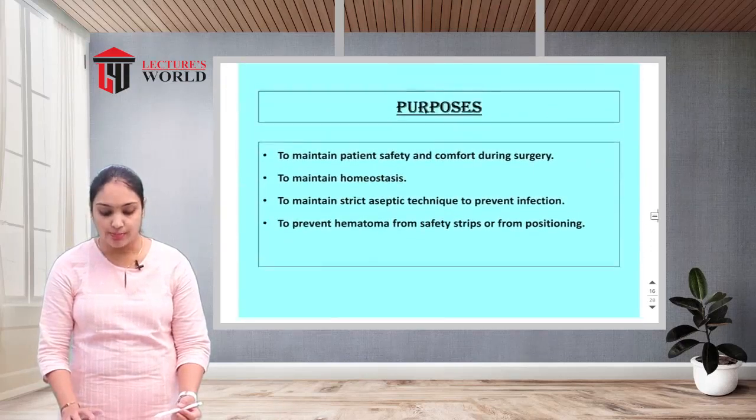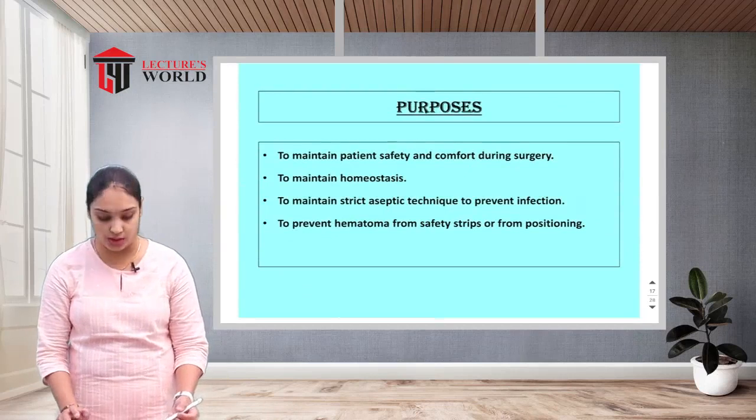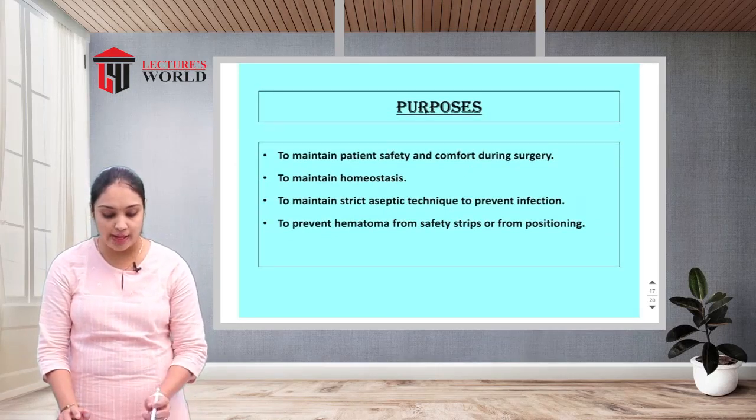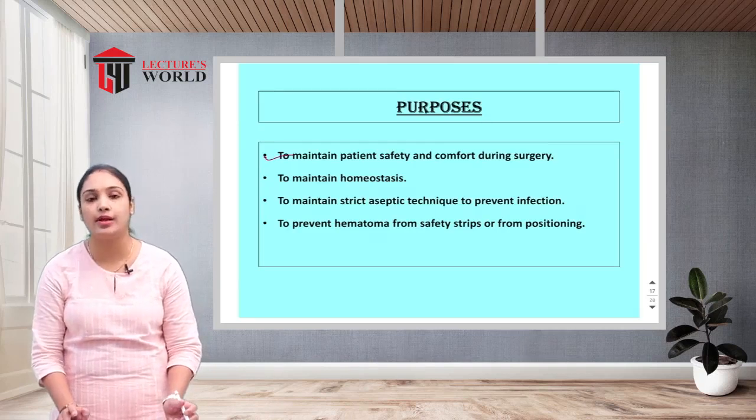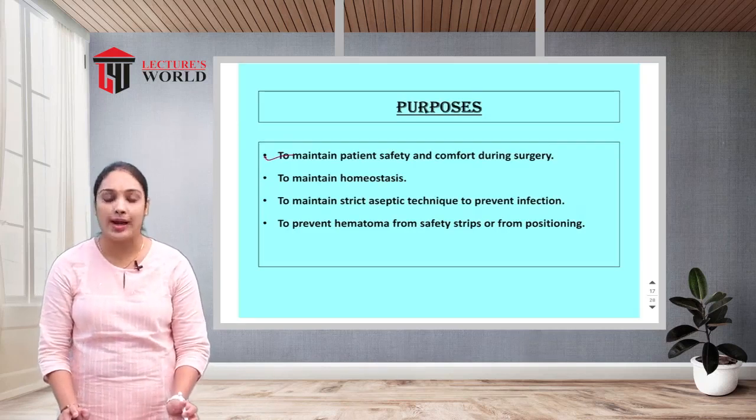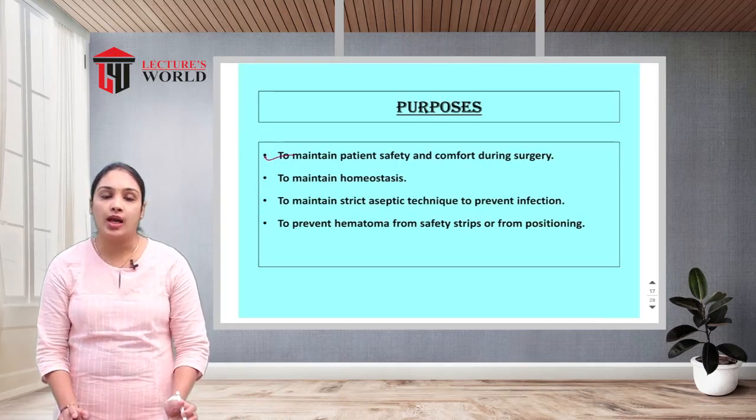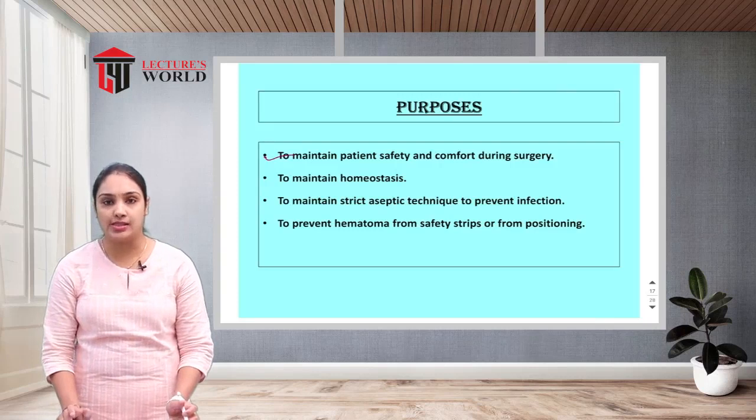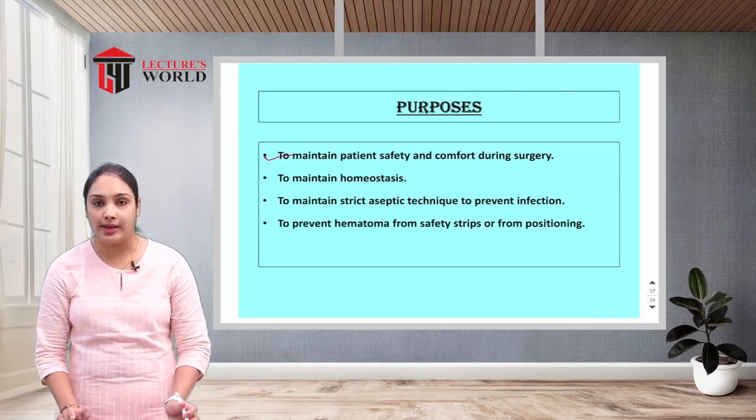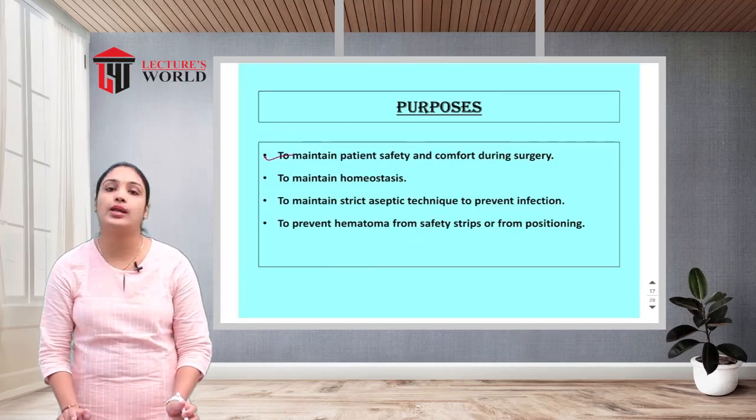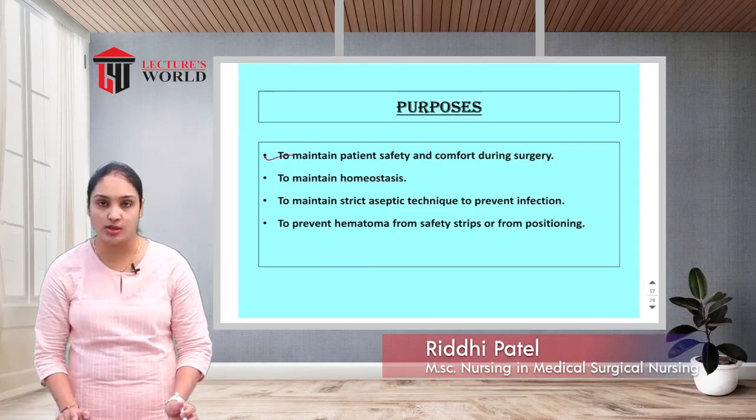Now, what are the purposes of intraoperative care? Why do we have to give care during the surgery? First purpose: to maintain the patient's safety and comfort during the surgery. Our main purpose is to provide safety and comfort to the patient. How can we provide safety? We have to put the patient's side rails up so we can prevent falls. We have to focus on electrical hazards like burns. We have to provide the proper position, so we use comfort devices for provision of comfort.